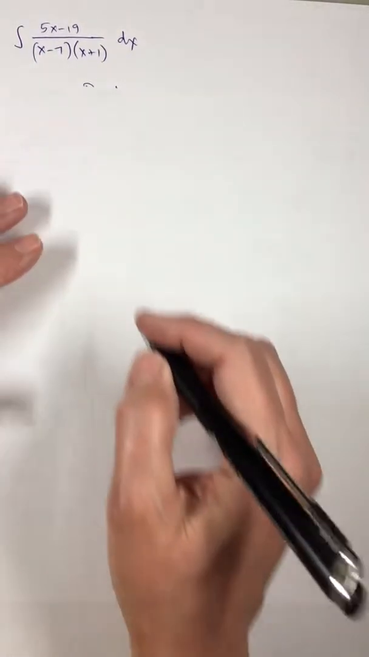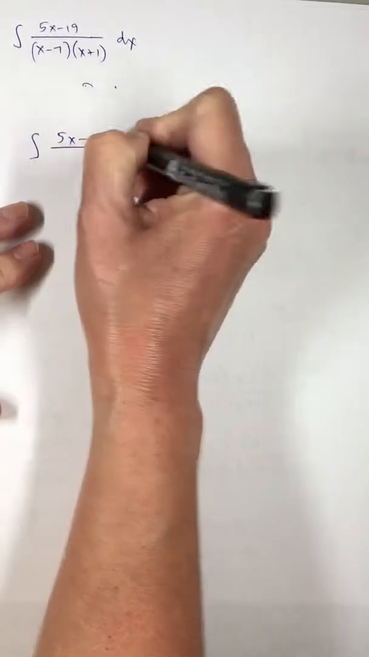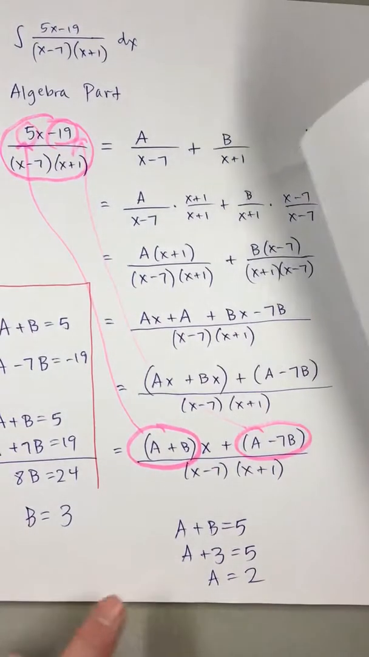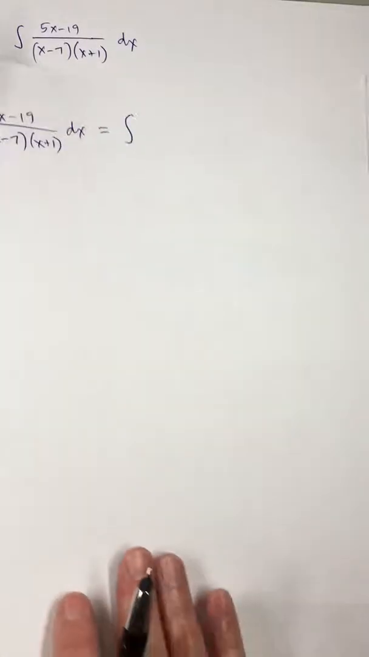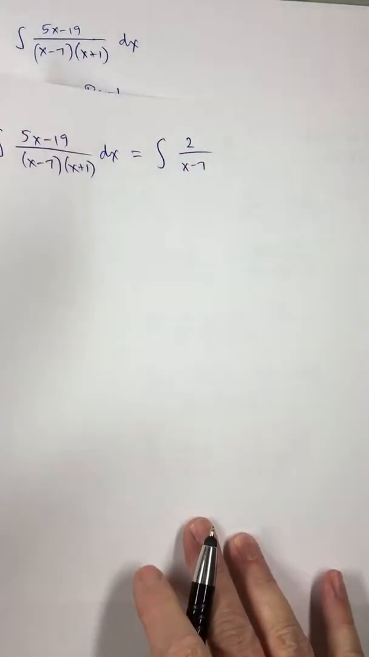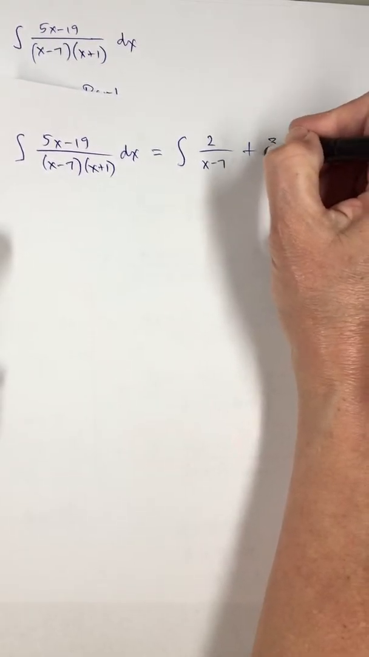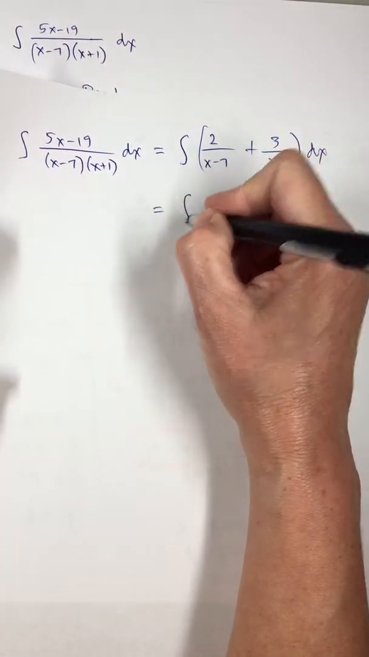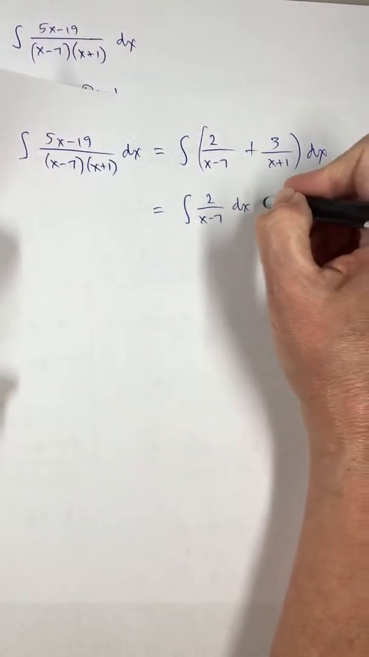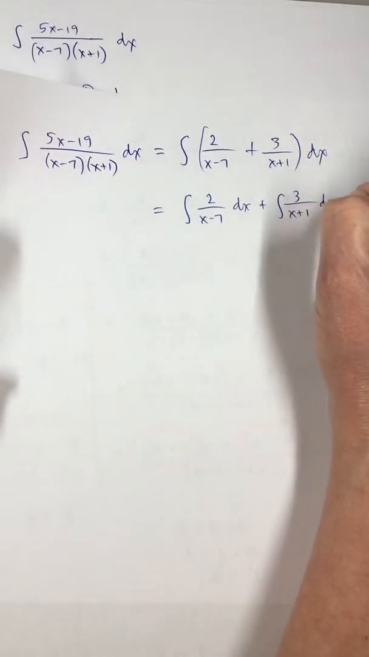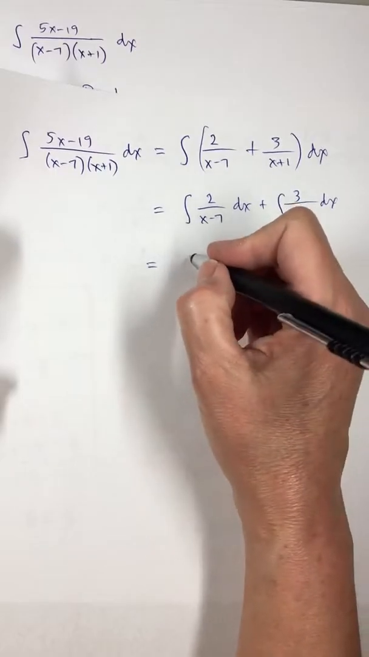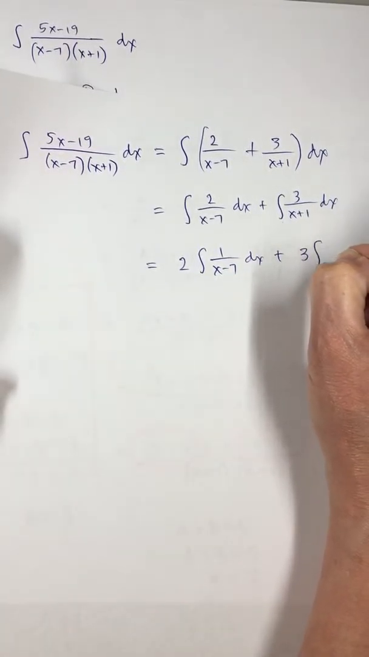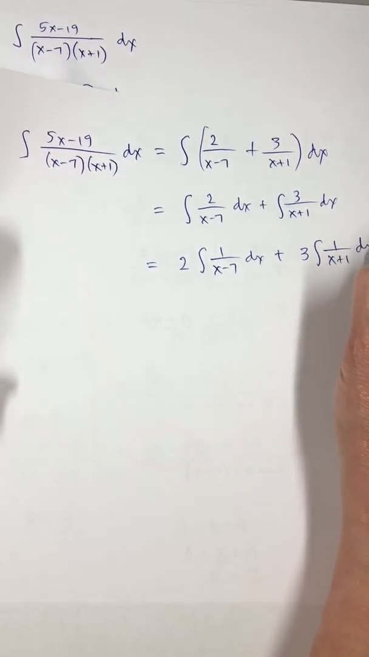I had the integral of 5x minus 19 over x minus 7 times x plus 1 dx equals the integral. Now a was 2, so it was 2 over x minus 7. So the integral of 2 over x minus 7, b was 3, so plus 3 over x plus 1 dx. This splits into two separate integrals: the integral of 2 over x minus 7 dx plus the integral of 3 over x plus 1 dx, and just do each one. The 2 I could factor out: 2 times the integral of 1 over x minus 7 dx. That 3 I could factor out, plus 3 times the integral of 1 over x plus 1 dx.